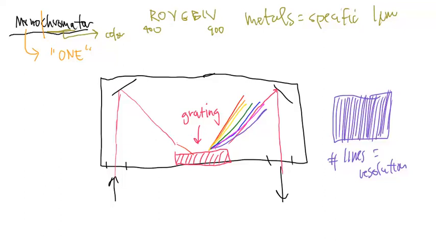Now, the number of lines will basically tell me the resolution of the monochromator. Now, what does that mean, right? Well, let's say that I have a certain number of lines, and let's say that this number of lines is able to divide the light up into the individual wavelengths for whole numbers. So, for instance, 500, 501, 502, 503, you get the drift.